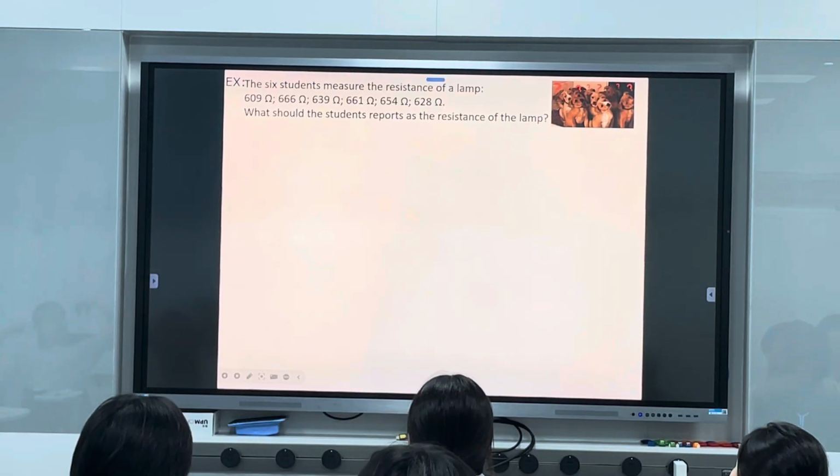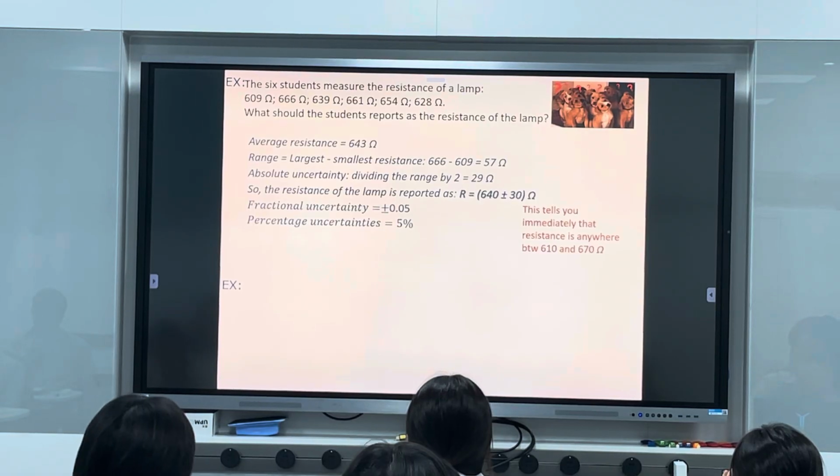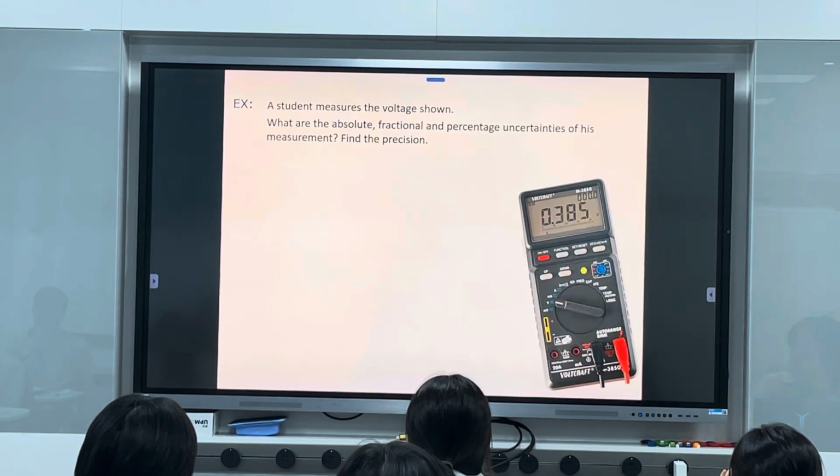We're not going to do this example because I believe you guys already know how to convert absolute uncertainty into fractional and percentage, right? Do we need to repeat that? No? Very good.